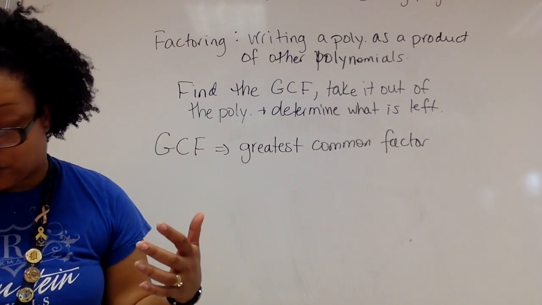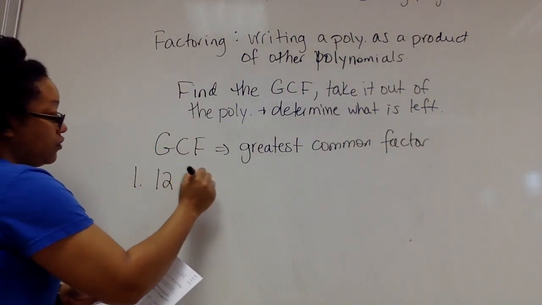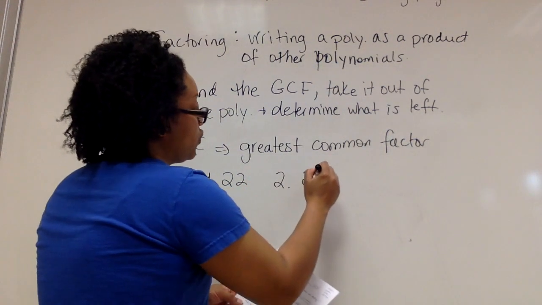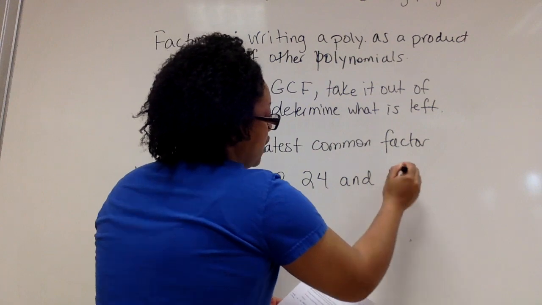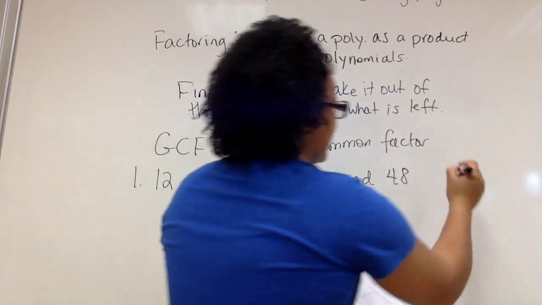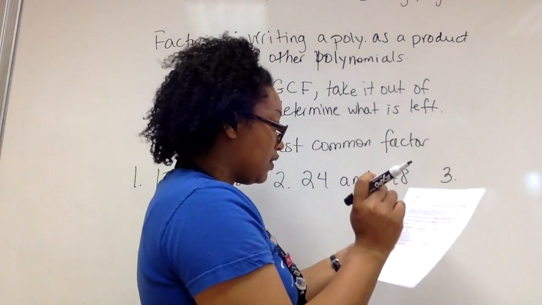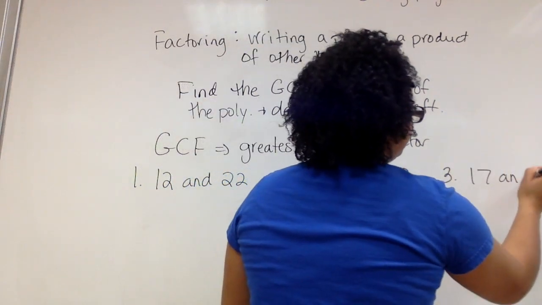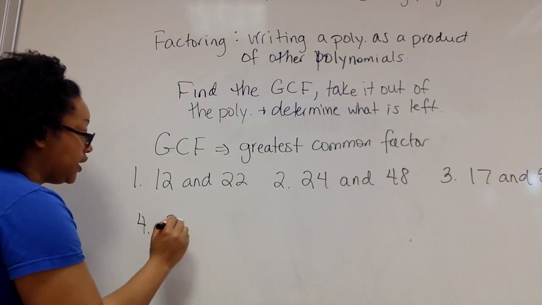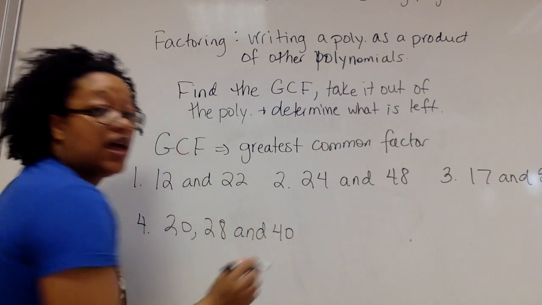So let's practice a little bit. You have there on your practice. I'm going to write all this down. 12 and 22. I want to find the greatest number that goes into both of them. Then I want to do the same for 24 and 48. What's the greatest number that multiplies into both 24 and 48? Let's do 17 and 51. And then one more. I want to find the GCF of 20, 28, and 40. So I'm giving you 3 numbers to think about.